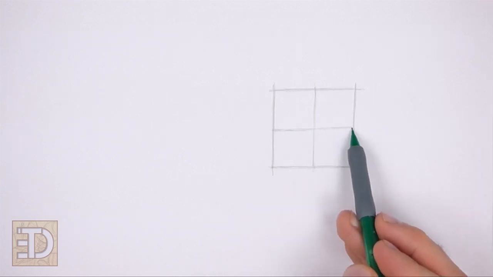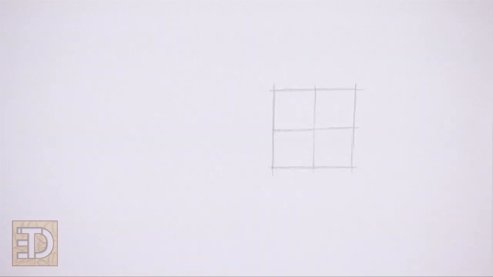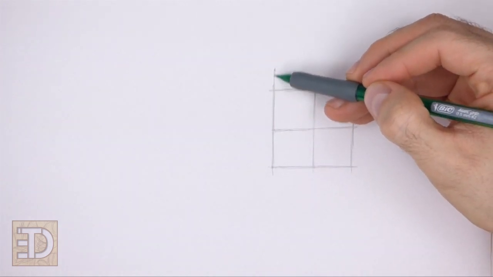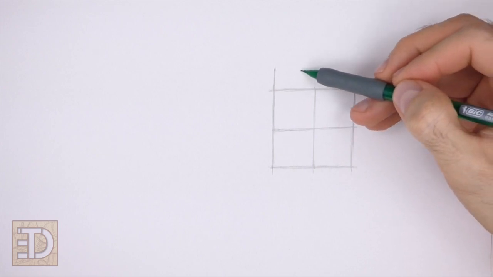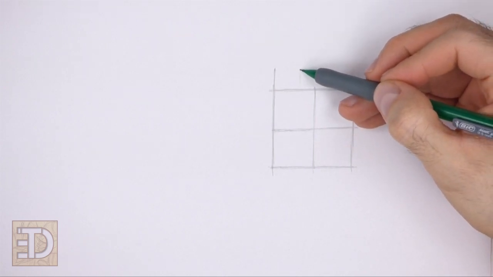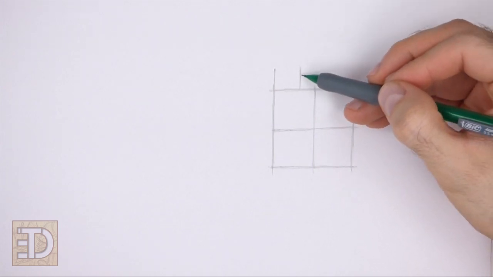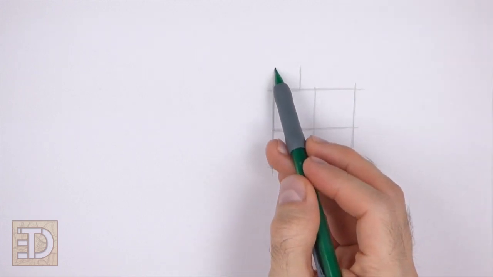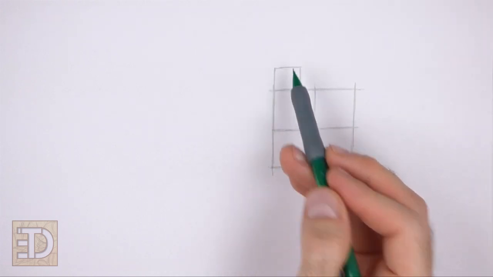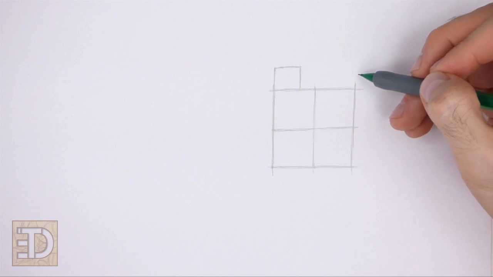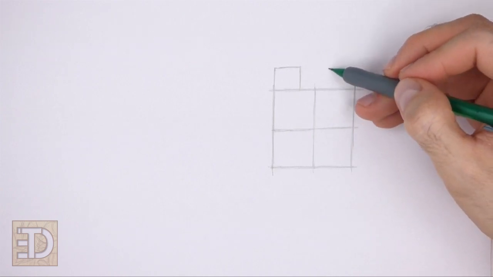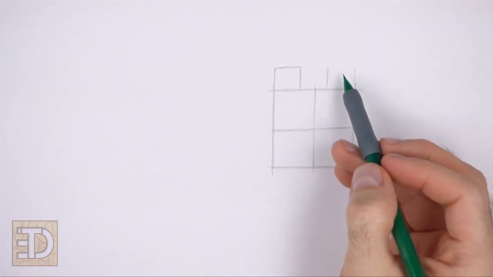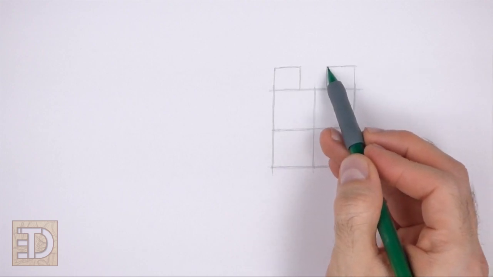These are construction guides that will help you place the facial features later on. On the top left side of the head, draw 2 short vertical lines for the first ear. Close off the shape at the top using a short horizontal line. On the right, draw another small square the same way as the guide for the other ear.